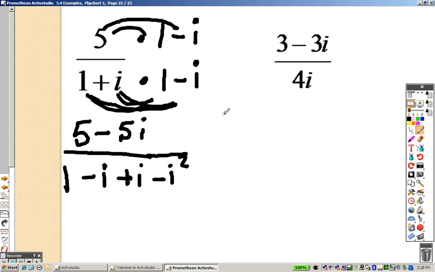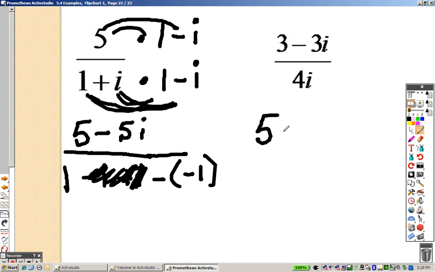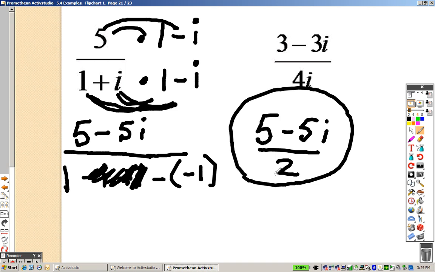Here's why I did it. We know i squared is negative 1. So it's like me taking out the i squared and plugging in a negative 1. These actually cancel out. An i and a negative i cancel out. So really in the bottom I have 1 minus a negative 1, which is like saying 2. So really I have 5 minus 5i over 2 as my final answer. And there is no i in the bottom.